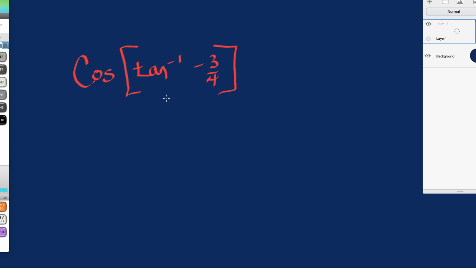Yes, you're right. You can draw the triangle. So you know that if theta is your angle, then opposite from it is -3, and adjacent to it is 4, because that's what gives me tangent, right?